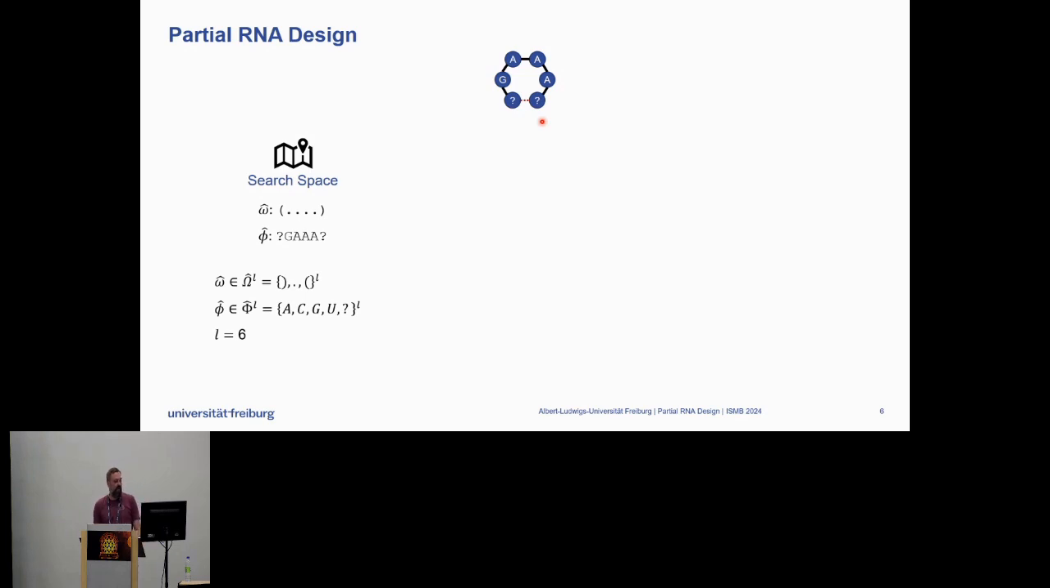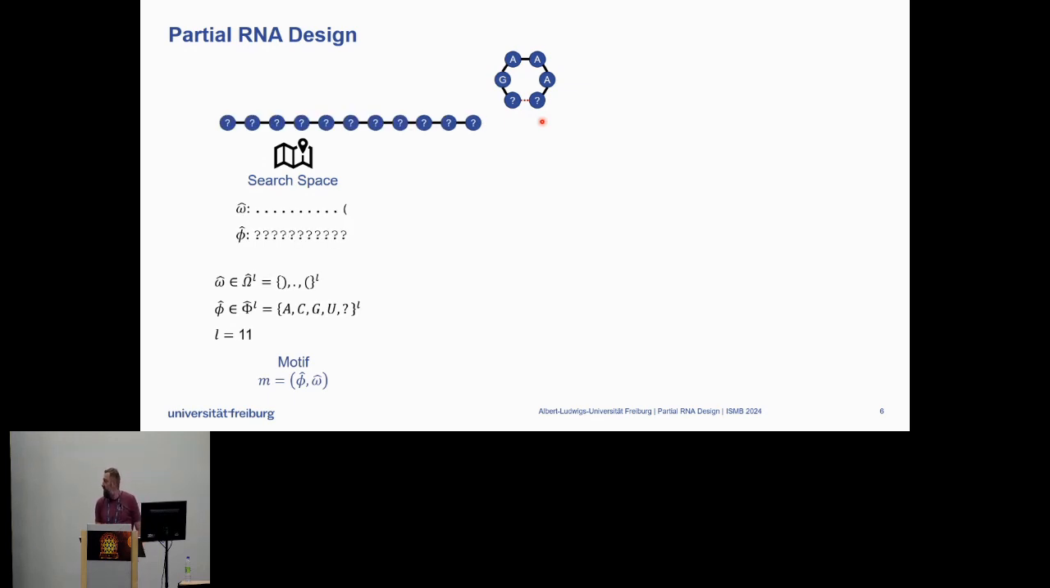And more formally, our structure space is just a sequence of structure symbols, and the sequence space is a sequence of nucleotides, including the wildcard symbol here, with a specific length of 6. And that's what we call a motif, defined by a sequence and a secondary structure part.